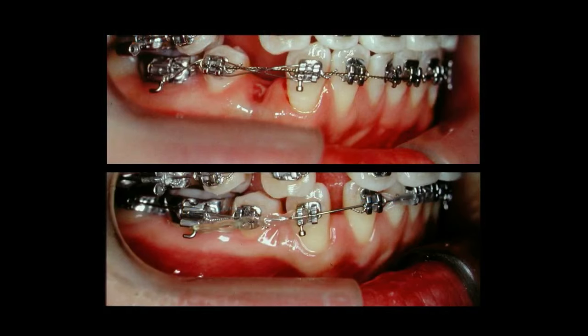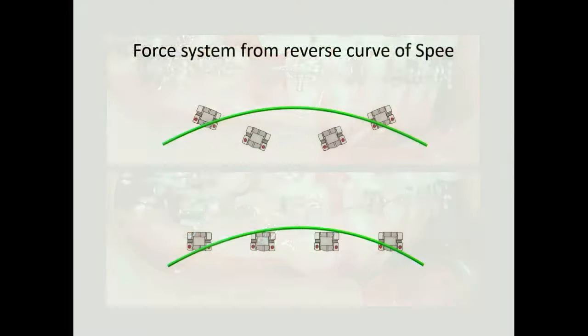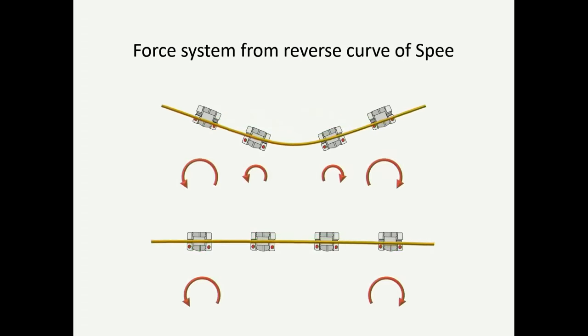As lower cuspid tips into the extraction site, a curve of speed was produced and lower incisor was erupted. In this case, as we have curve of speed, we might think a reverse curve of speed will flatten the occlusal plane. But generally, the force system produced from continuous reverse curve is not desirable in many times.